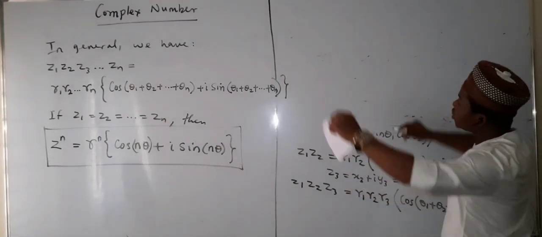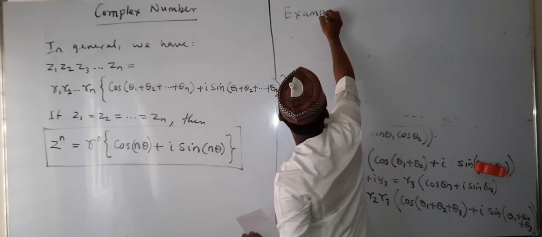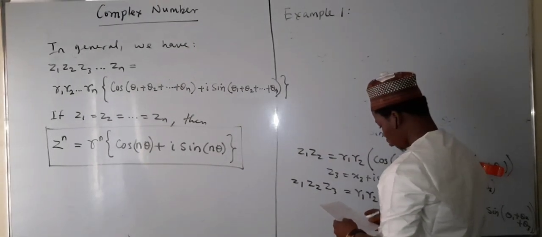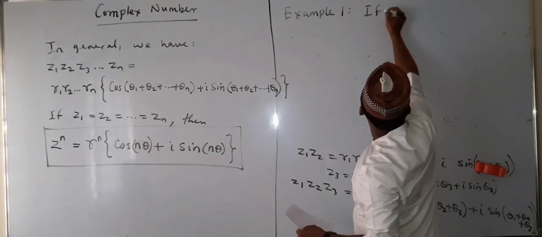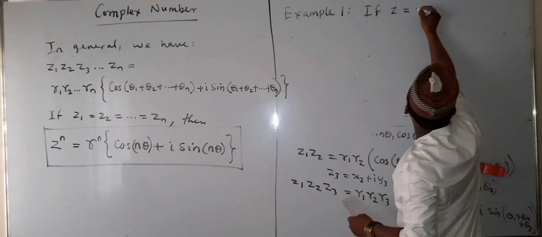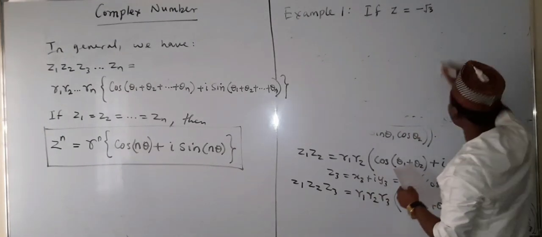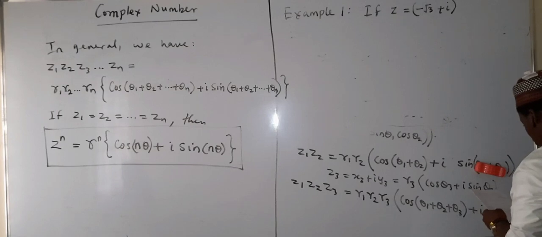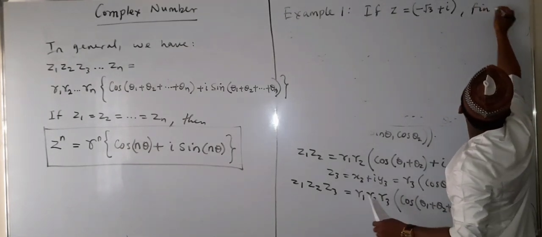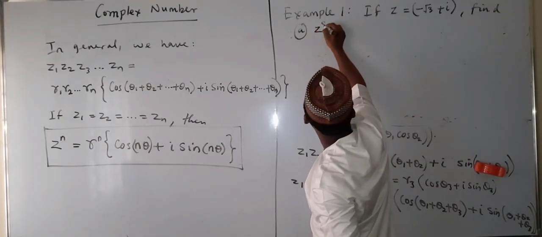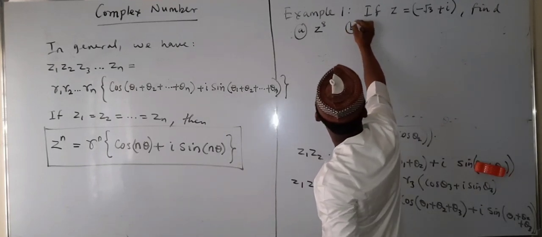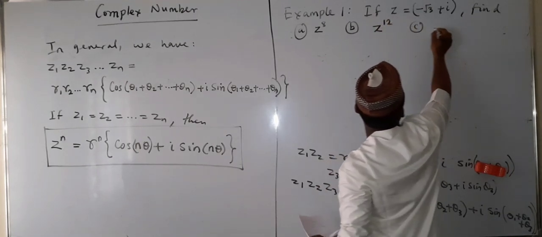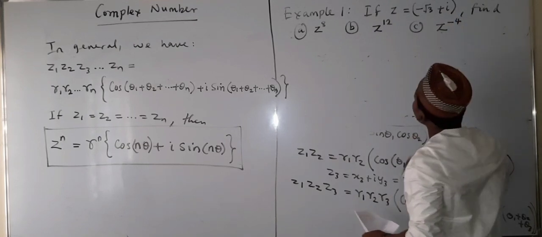So here we have example 1. If z is equal to minus root 3 plus i, find a, z raised to the power of 8; b, z raised to the power of 4; and z raised to the power of minus 4.